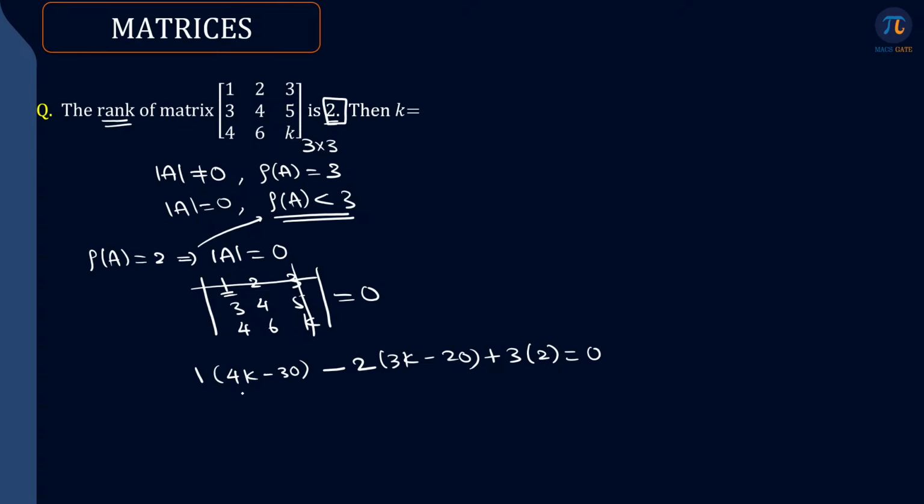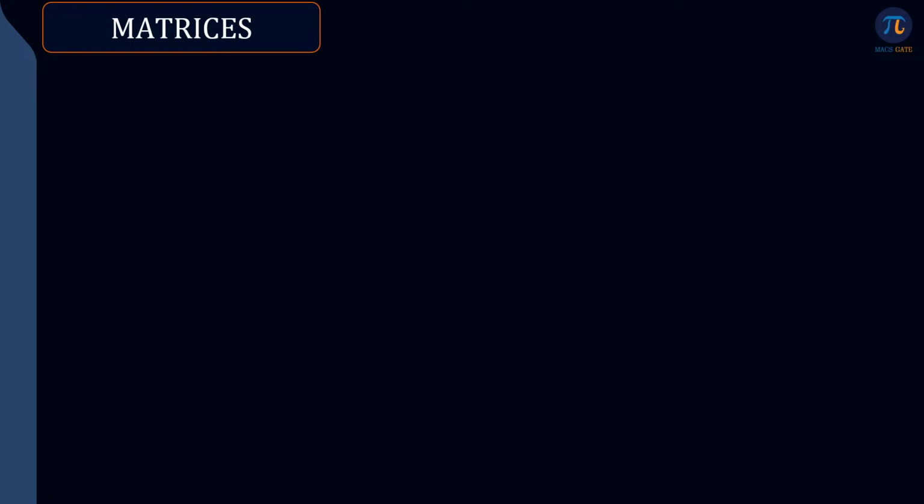So here it is 4k minus 6k, so minus 2k. Here it is minus 30 plus 40, so plus 10, plus 6, is equal to 0. So it is minus 2k is equal to minus 16, that is, k is equal to 8. So that is the answer. Clear? That's it. Thank you.